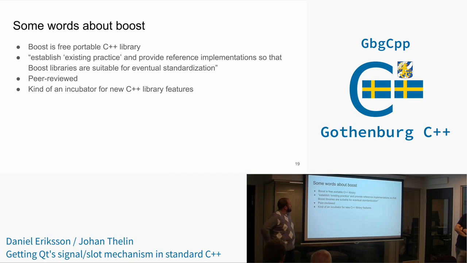So I'm looking into Boost a bit, which is a free portable C++ library. I guess many people know about it already. It's kind of the go-to place if you want some nice functionality. They provide reference implementations also for the new C++ standards, and they are part of the library technical specification of the standard, so they are tightly connected with the C++ standardization in a way. And sometimes you also feel that it's kind of an incubator for new C++ library features like threads and so on. It's basically carbon copied from Boost, I think, the standard versions of it.